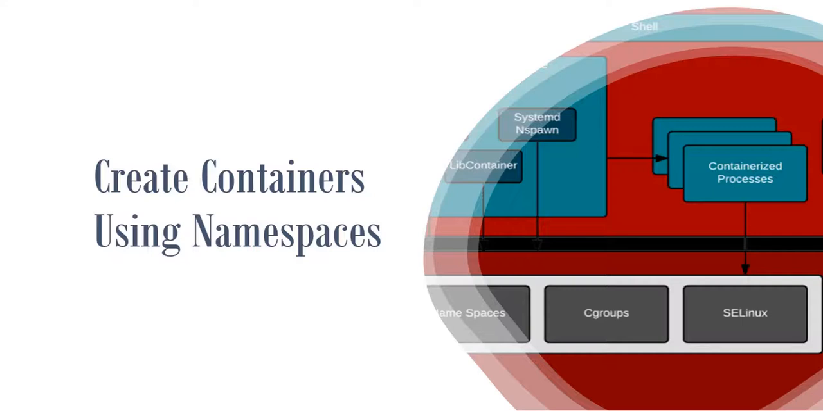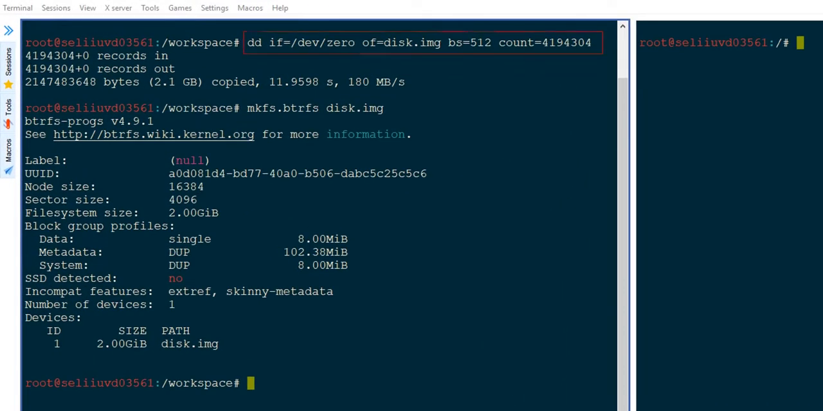Today we are going to create a container in Linux using a kernel feature called Namespaces. Let us start by creating a disk image of 2 GB using the dd command, which will be used to create a container in it. Then format the disk image as a btrfs file system.